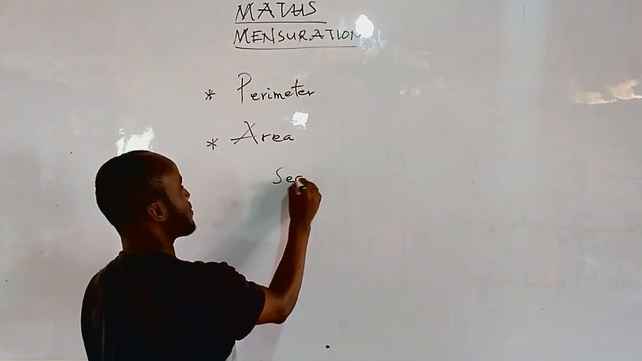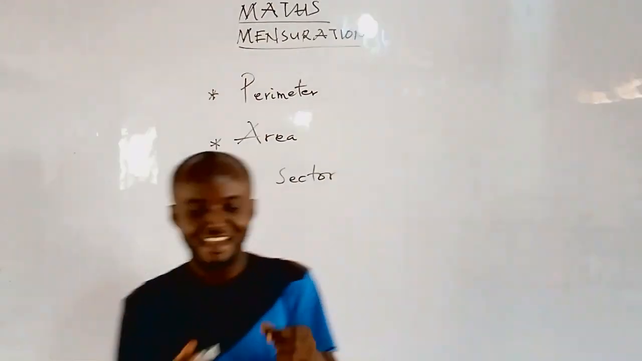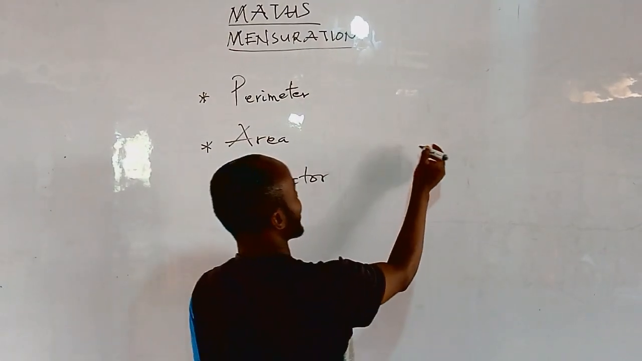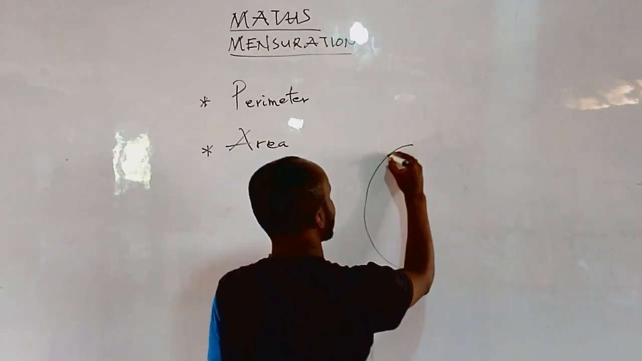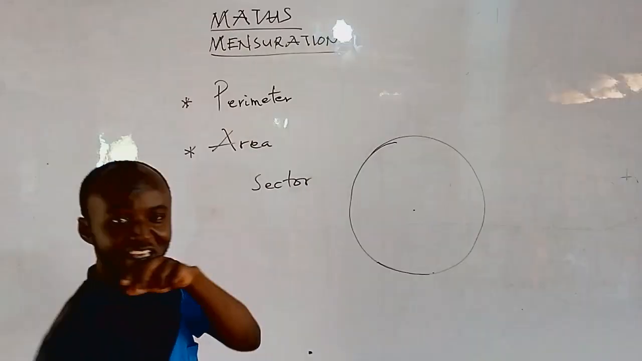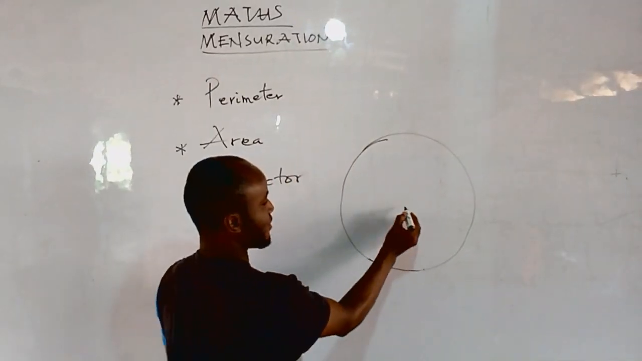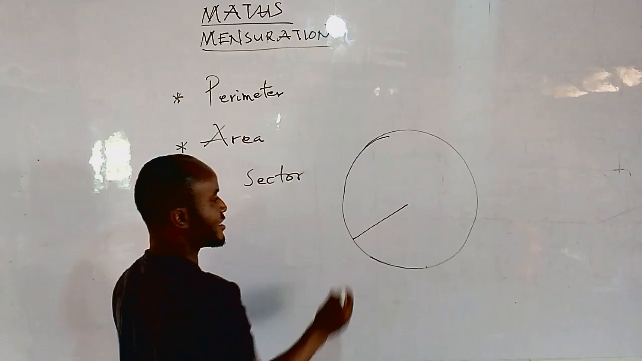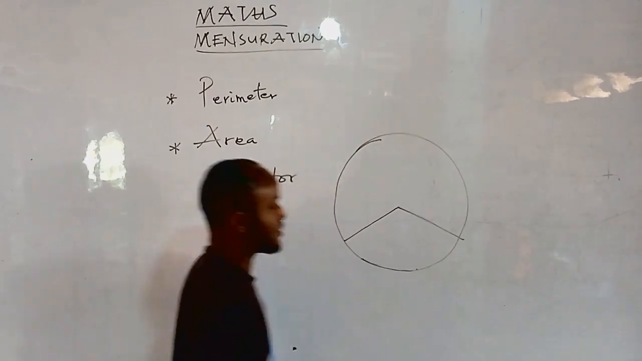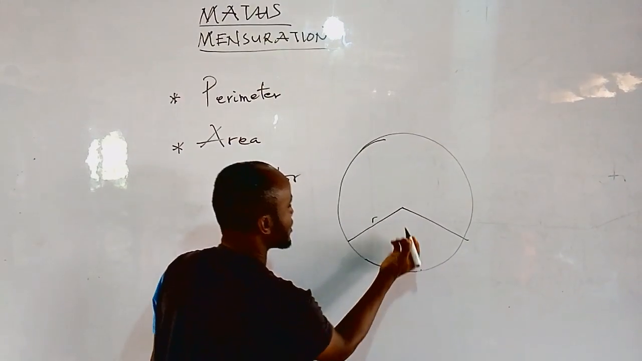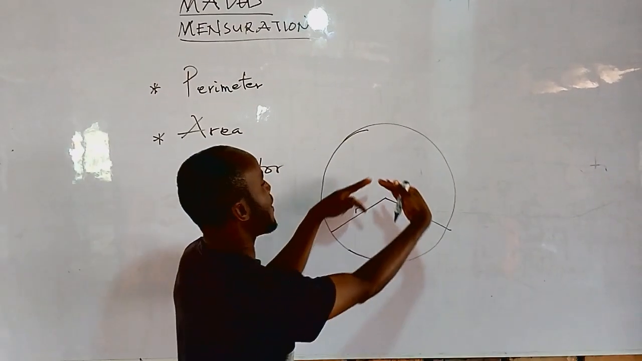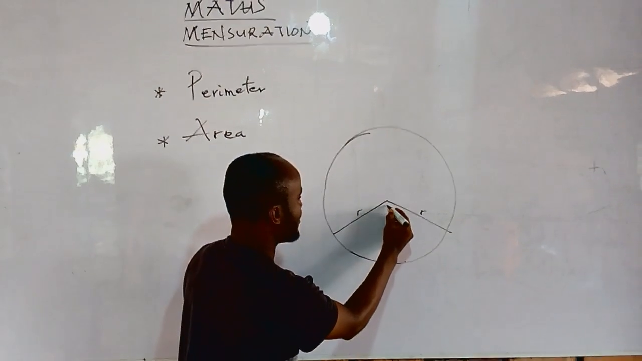Now, before that, you should be able to know what a sector is. A sector is a part of a circle, which is bounded by two radii and an arc. So assuming this is a circle, let's take this one to be the center of the circle. If I draw any line from the center to touch the circumference, it's a radius. If I draw another line from the center to touch the circumference, it's also a radius. Let's represent the radius by r. Here is r, this part too is r. The angle formed by the two radii, I'm giving it theta.